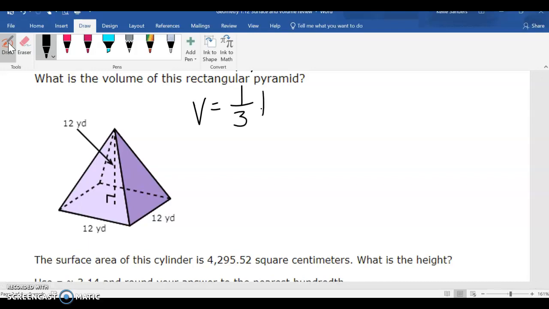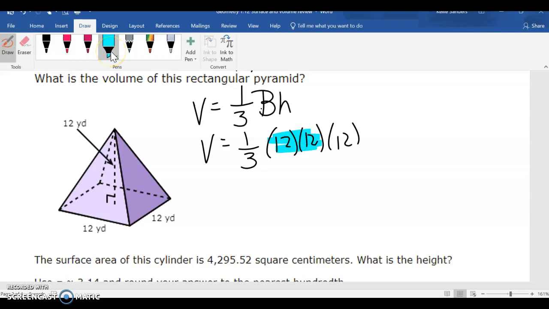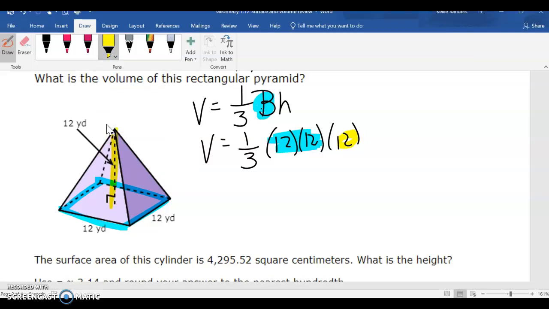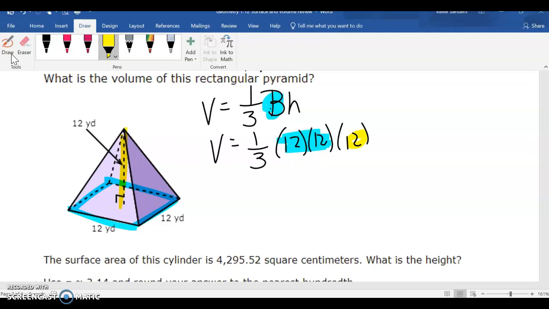Volume: 1/3 area of the base times height. This 12 times 12 is the big B, because big B stands for area of the base, which is that right there. And this 12 is the height of the rectangular pyramid. So 12 to the third divided by 3 is 576.